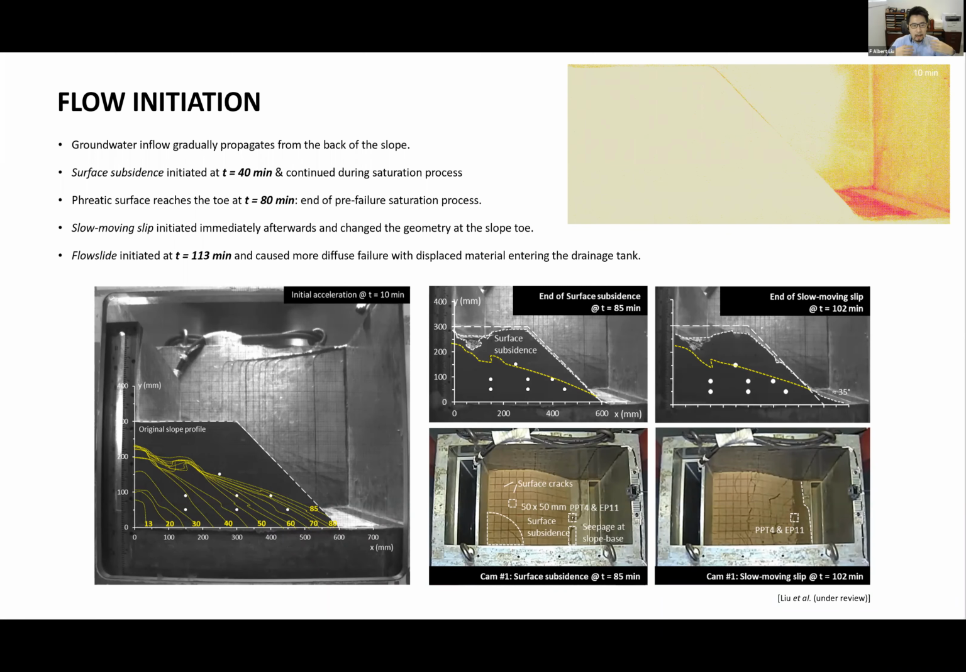And after that, we registered a slow-moving slip of the entire slope, moving very slowly, very gradually, changing the slope geometry and making the slope more gentle, so the slope angle becomes smaller. Then the flow slide, which appears to be a flow slide, initiated around 130 minutes into the test and caused the more diffuse failure.